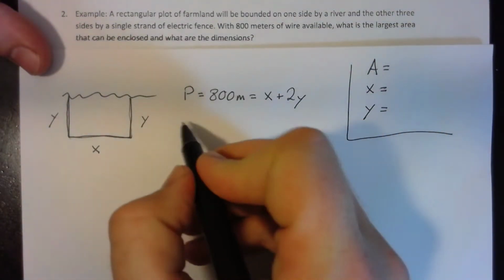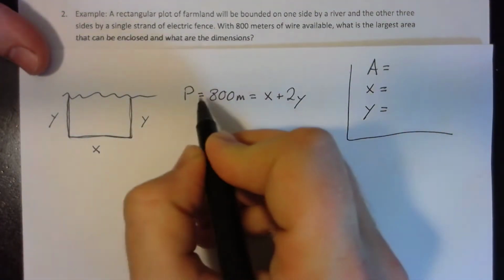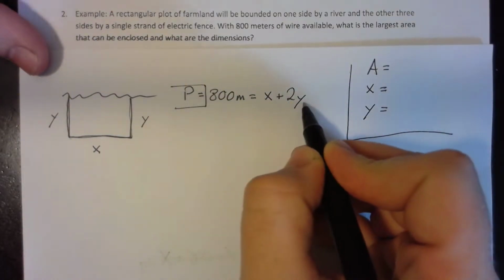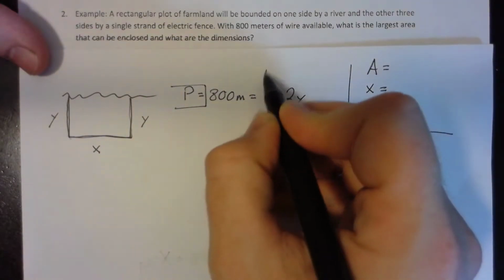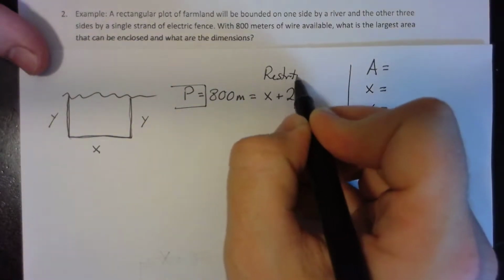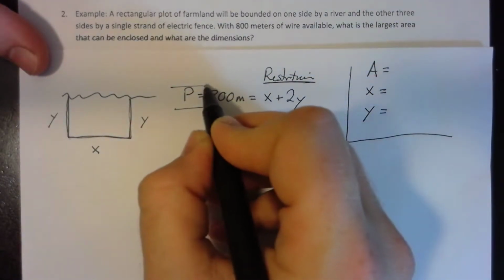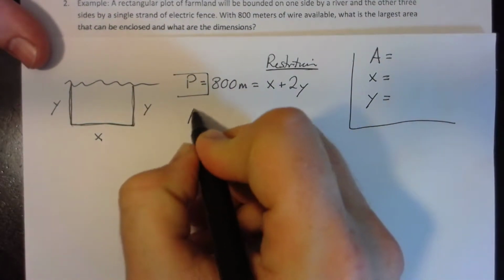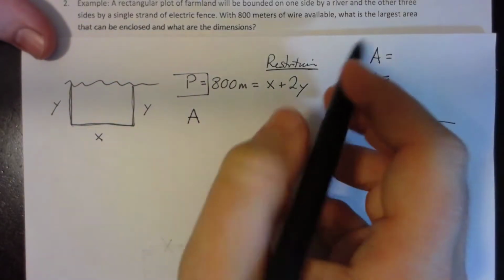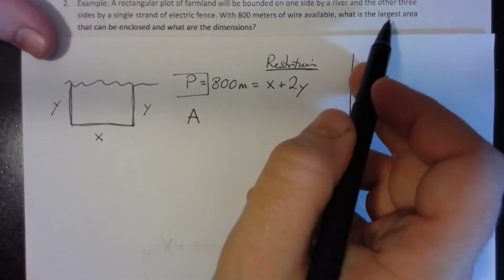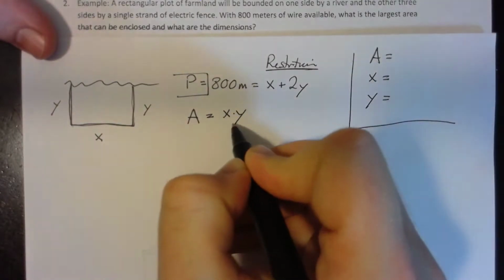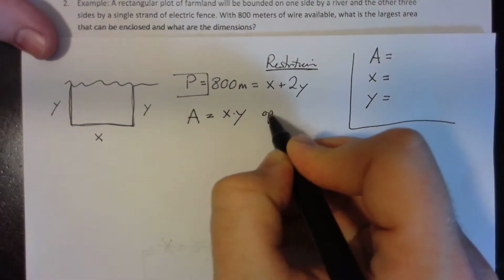So I'm going to go ahead down here. This right here, if I ignore the perimeter label, 800 equals x plus 2y. This is what we call our restriction equation. Again, that is the thing that limits our variables. The second piece I've got to figure out is what is the optimization equation. The thing that we want to find the largest or smallest value of is area. So the area is x times y, and this is our optimization equation.